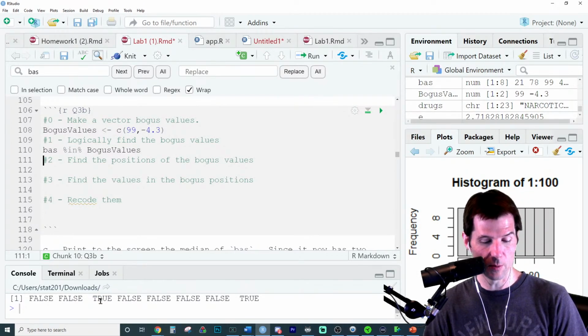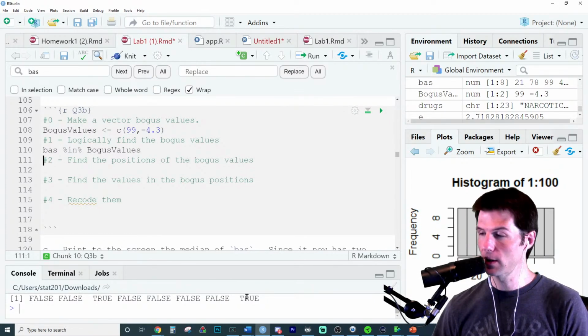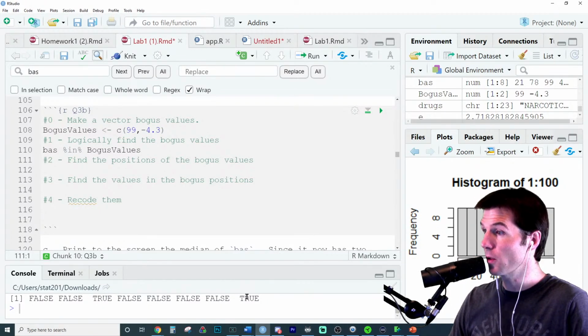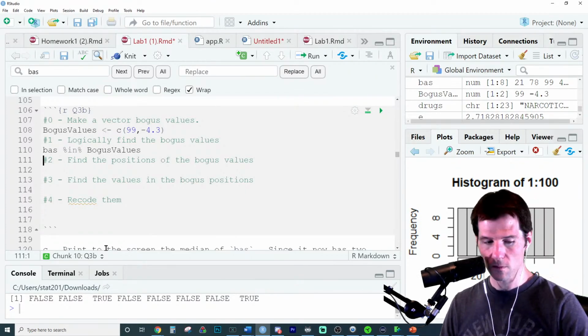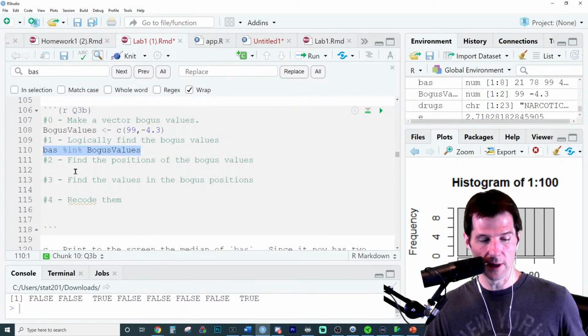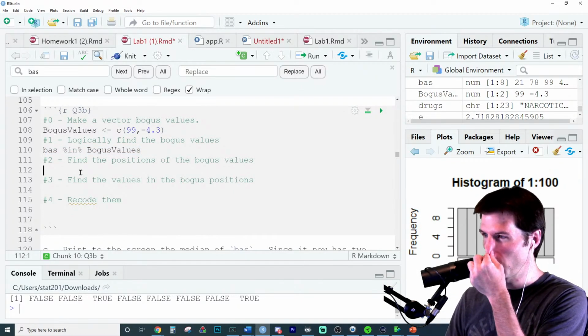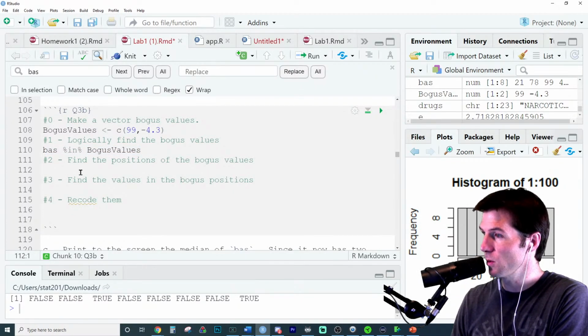We can see the answer should be 3 and 8. We should get 3 and 8 as our answer. But how can we turn this into something that finds the positions of the truths? How could we take this and find the positions of the true right here? What would we put this inside of to find the positions of the truths?